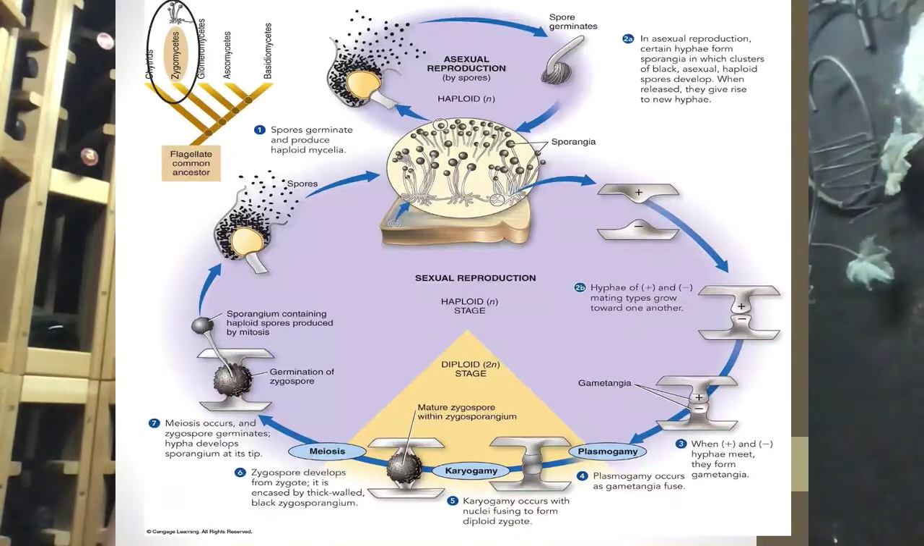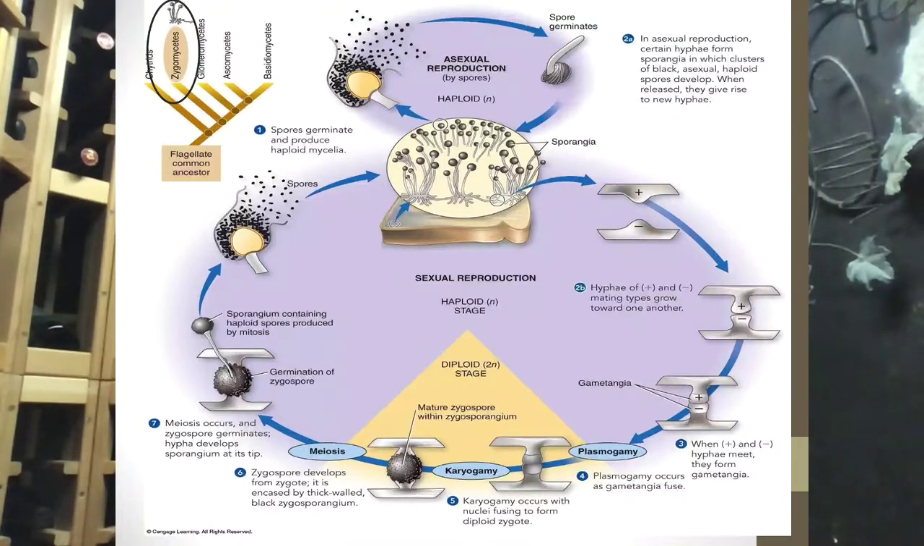Okay? So again, they grow toward one another, and then it forms a structure called gametangia. Gametangia. This is where the zygospore is going to develop. So it starts as gametangia. So when they meet, they form that structure, and then they can fuse through that plasmogamy.